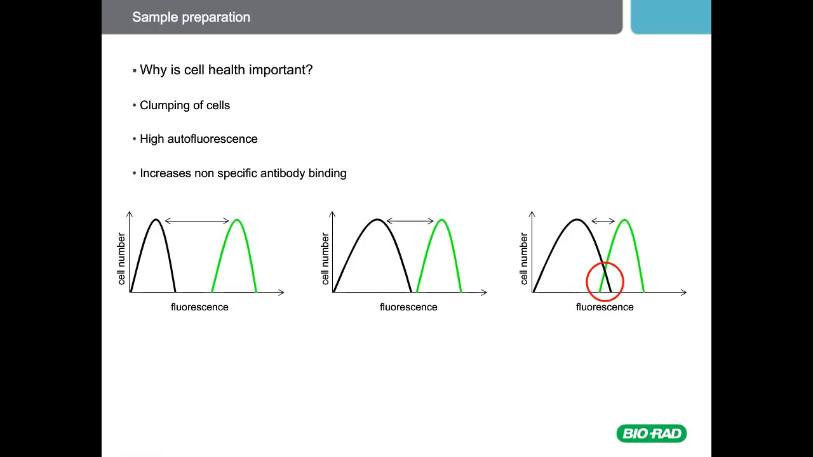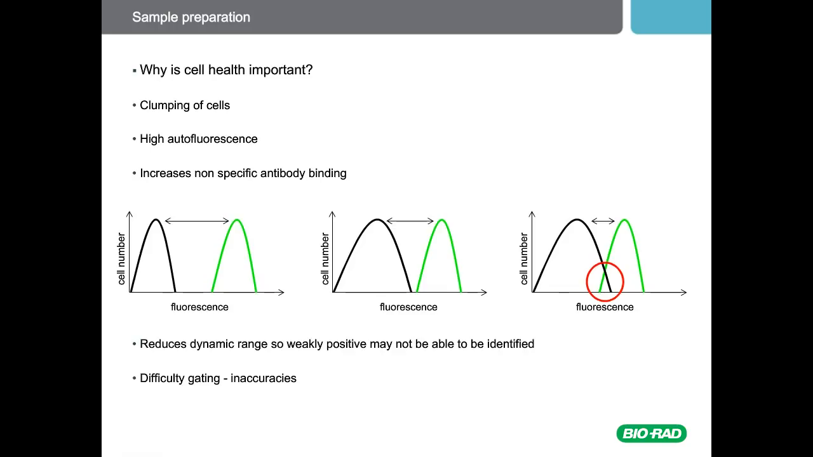And this will result in an inability to resolve weakly positive cells or rare cell populations that are found within this red circle, and can lead to difficulty with gating strategies and inaccuracies in your results. And this difficulty increases as you add increasing numbers of fluorophores to your staining panel.